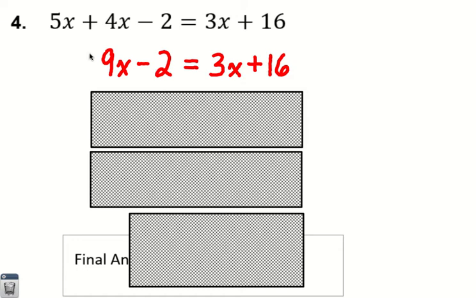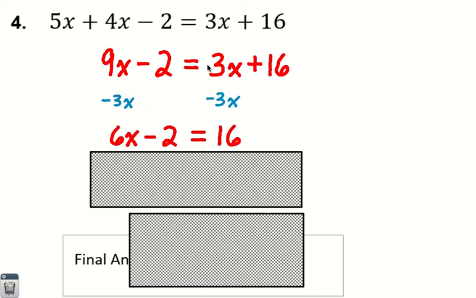And now we fall right into what we've been doing all along and all these steps we've been doing. Like getting x only on one side. Let's move this term away from the right side over to the left side by subtracting 3x from both sides. That leaves 16 over here. And then 9x minus 3x is 6x.